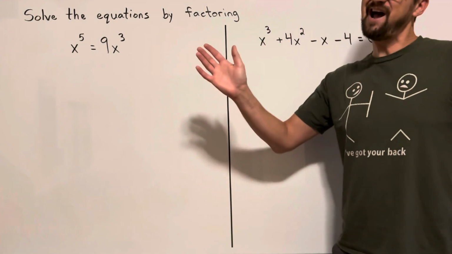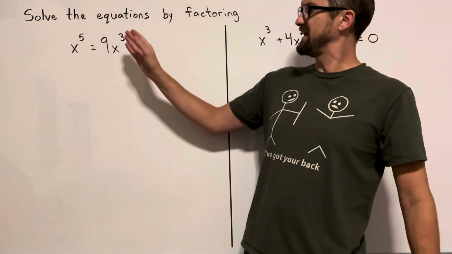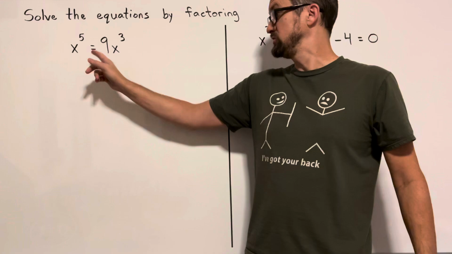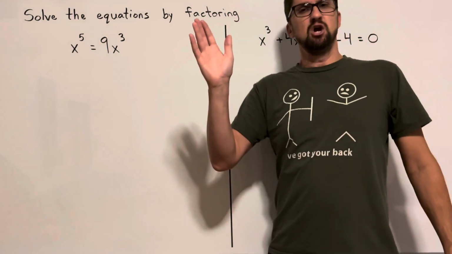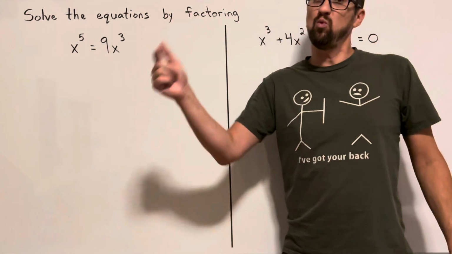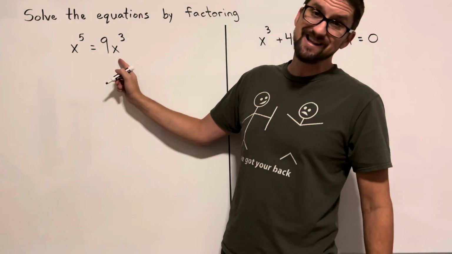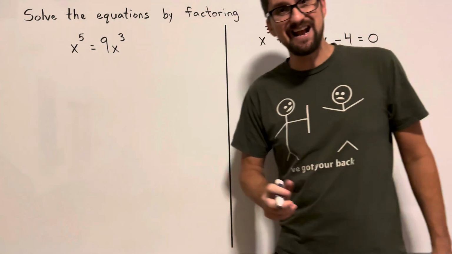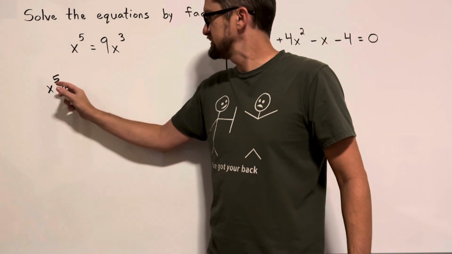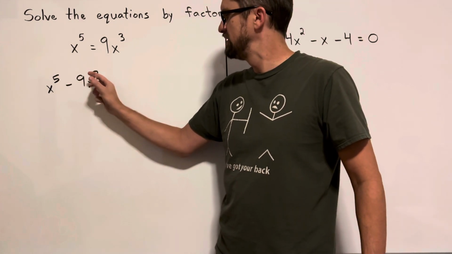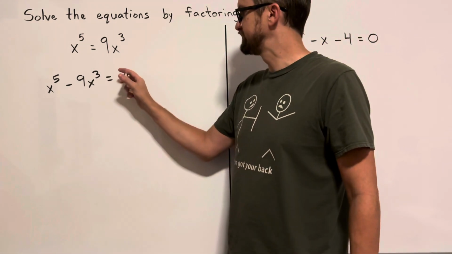Solving equations by factoring. We have two equations we're going to look at today. We're trying to find the solutions for x that, when you plug the value in, make the equation true. Now, if you're solving by factoring, the first thing you want to do is get one side equal to 0. So for this first one, I'm going to get the right-hand side to 0 by subtracting 9x cubed on both sides. On the left-hand side, we're going to have x to the 5th minus 9x cubed. And if you subtract 9x cubed on the right-hand side, it's going to give you 0.